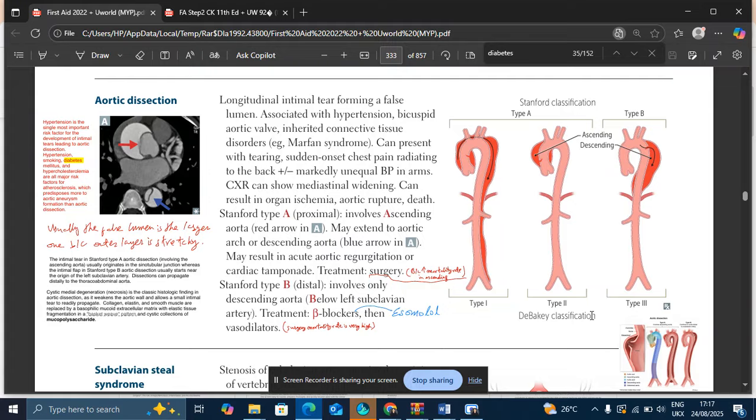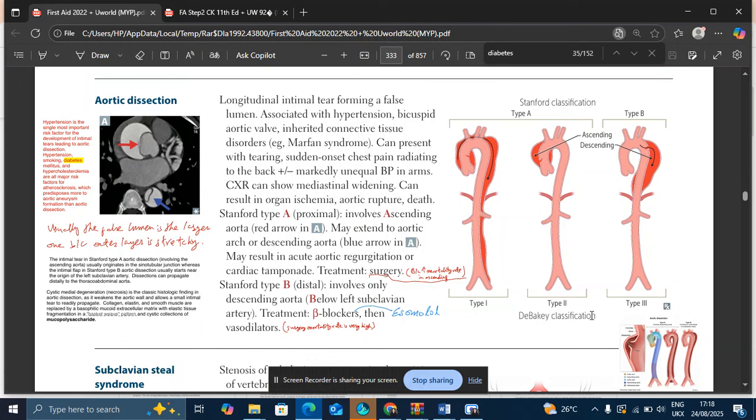What are the other risk factors other than hypertension? Bicuspid aortic valve, mitral valve prolapse, inherited connective tissue diseases like Marfan syndrome, and chest trauma. These are all risk factors for aortic dissection, but always remember hypertension. Usually, patients with aortic dissection are hypertensive. If the patient presents in the ER with classical chest pain of aortic dissection but is hypotensive, then consider cardiac tamponade or hypovolemia from blood loss.